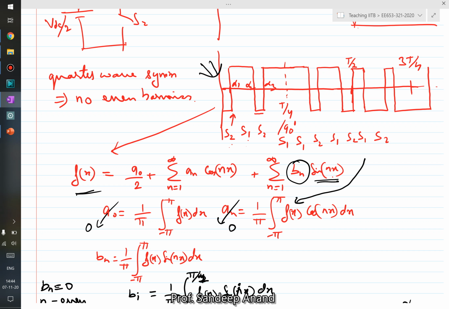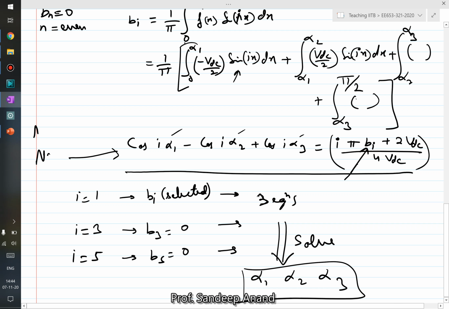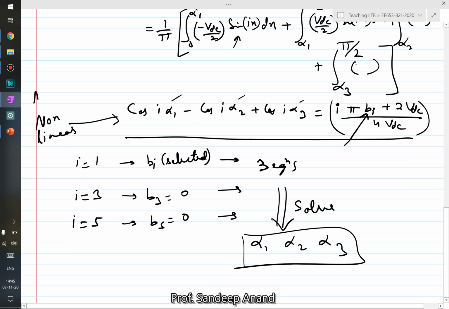So you can theoretically do it even for very high frequencies, but the problem is that these equations, corresponding to different values of i, are nonlinear equations, and therefore it becomes difficult to solve them online. You cannot solve these nonlinear equations very easily. Even solving 3-4 equations simultaneously is challenging. If you can imagine having 10, 20, 30 equations, it will become even more challenging. That is the reason people don't use this method for really high frequency applications.